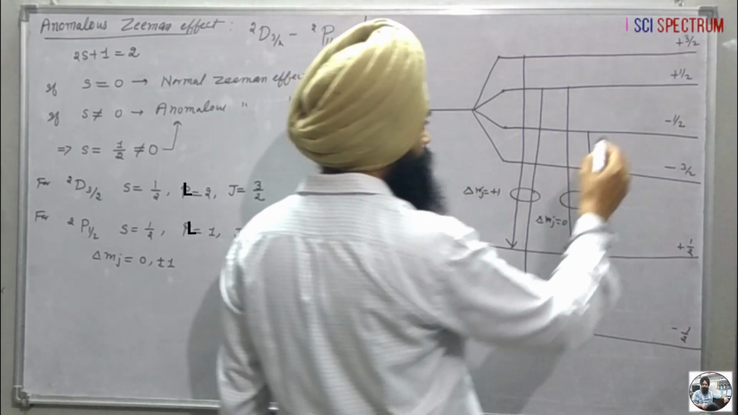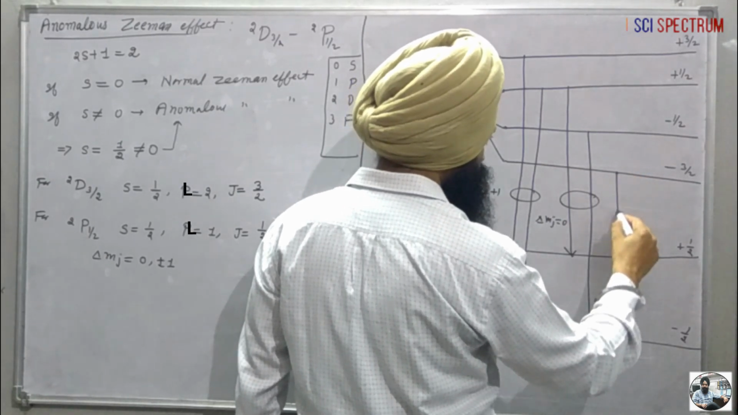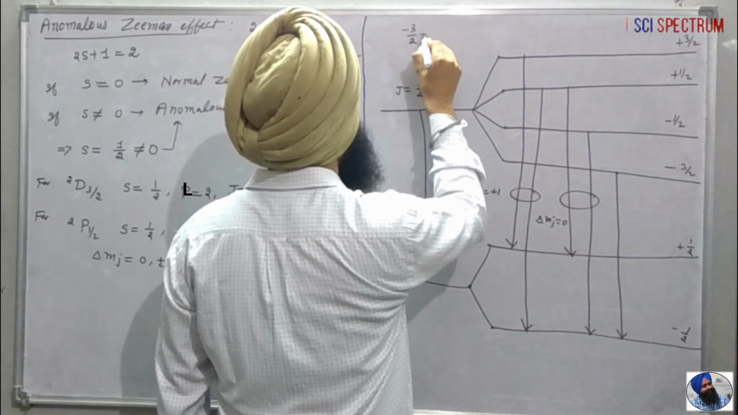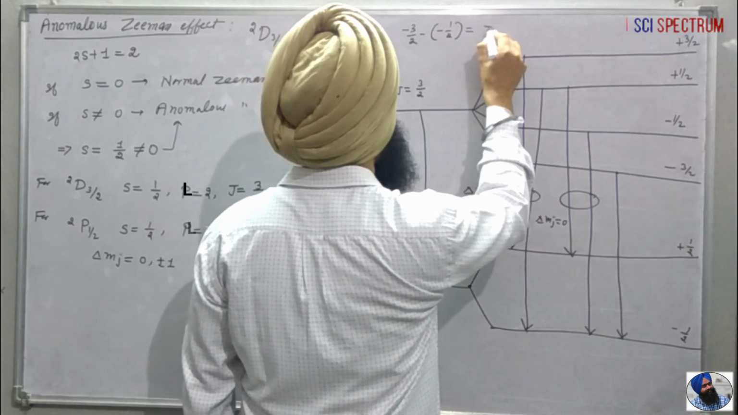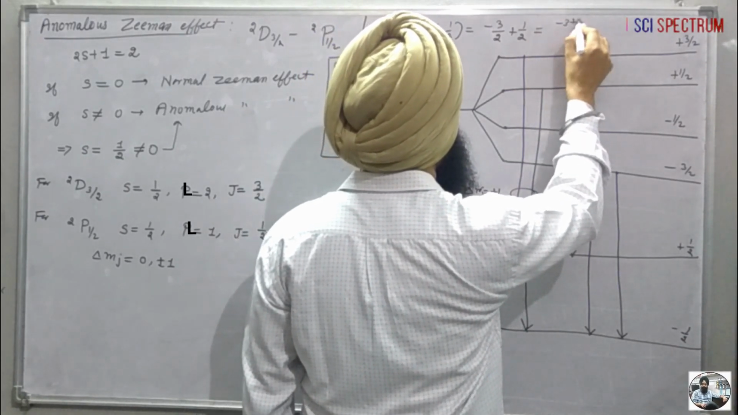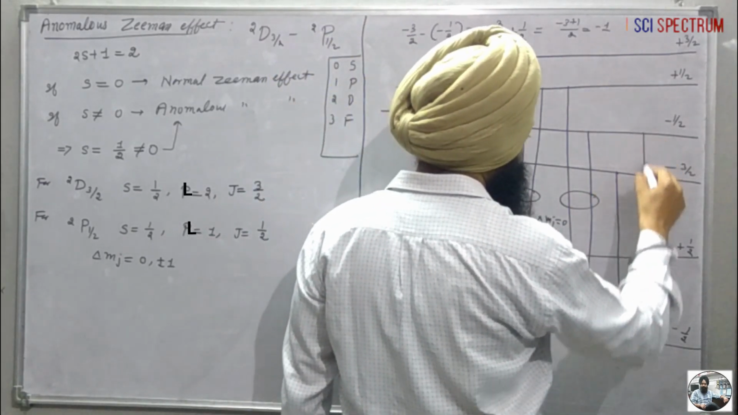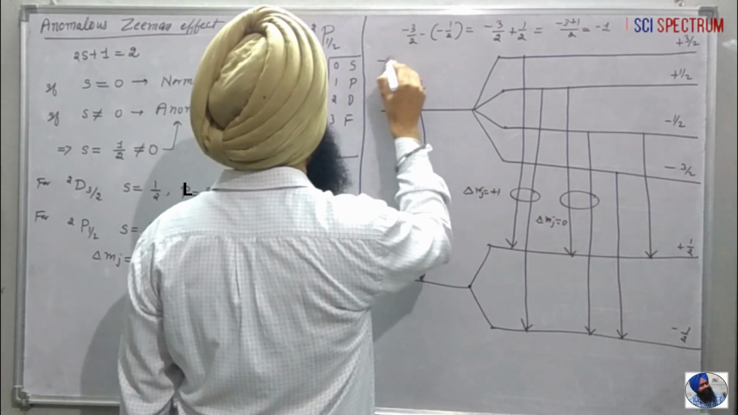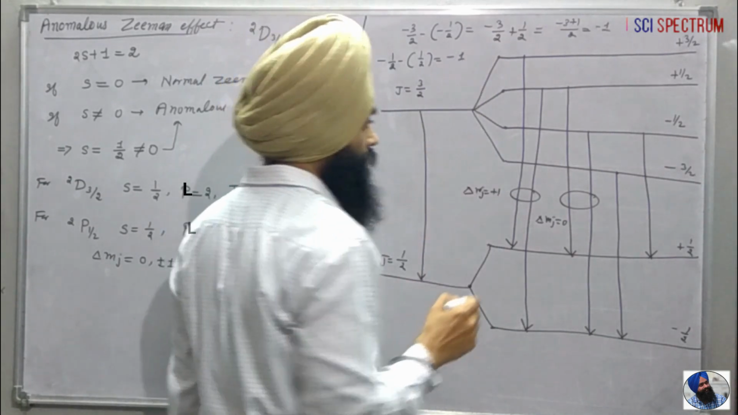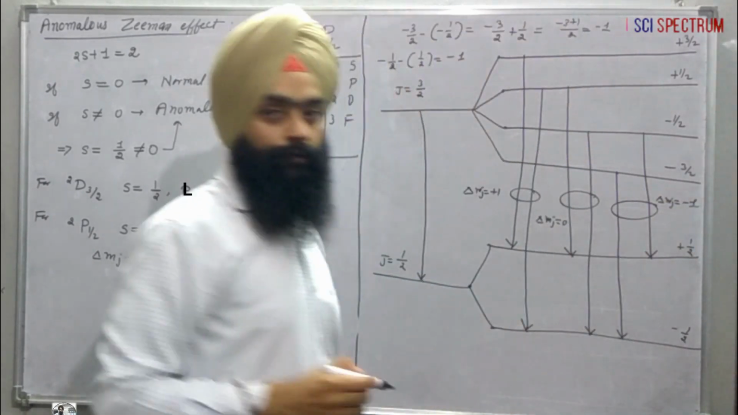And for minus 1 we have minus 3 by 2 to minus 1 by 2. Let me calculate, minus 3 by 2 minus 1 by 2 comes out to be minus 1. So the second one is minus half to plus half, we have minus 1. So these two correspond to delta mj is equal to minus 1.